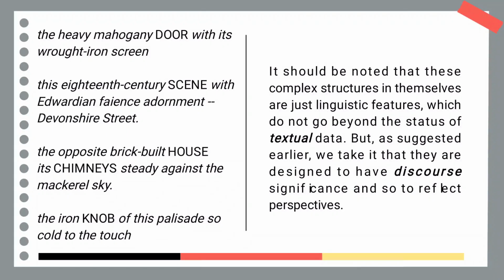This 18th century scene with Edwardian faience adornment, Devonshire Street. The opposite brick-built house, its chimney steady against the mackerel sky. The iron knob of this palisade, so cold to the touch. So though these words are just expressions used by the POV, however, their relevance in the discourse must be counted out as they have a purpose.